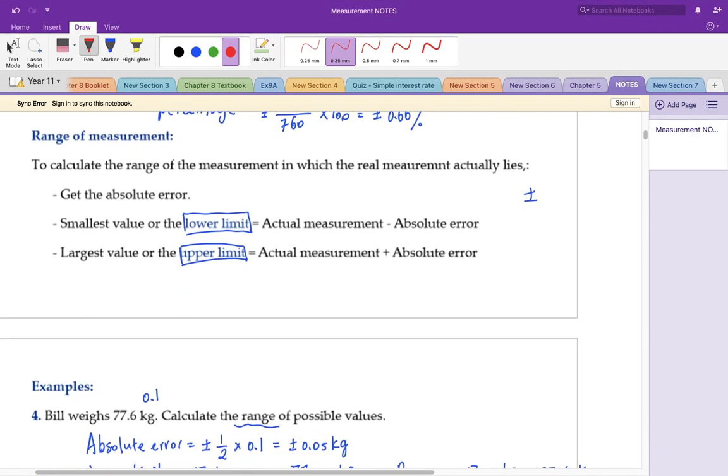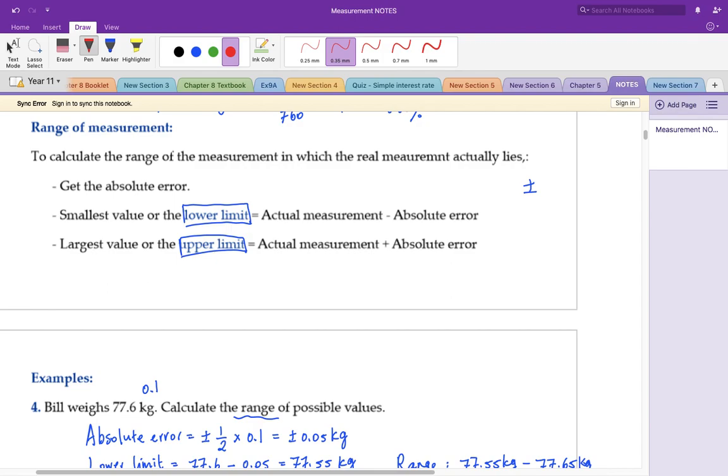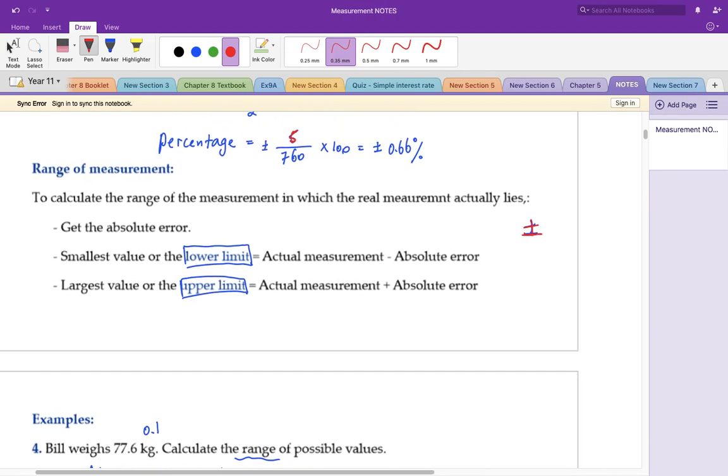Next concept is range of measurement. So if I say a person is 170 centimeters, I mean he's probably between 169.5 to 170.5. I'm just getting the average. Because there's that error, right? So error is plus or minus. So if you minus, that's the lower limit. So you do the actual measurement minus the absolute error for your lower limit. For the larger measurement, the upper limit, you add the absolute error to it.